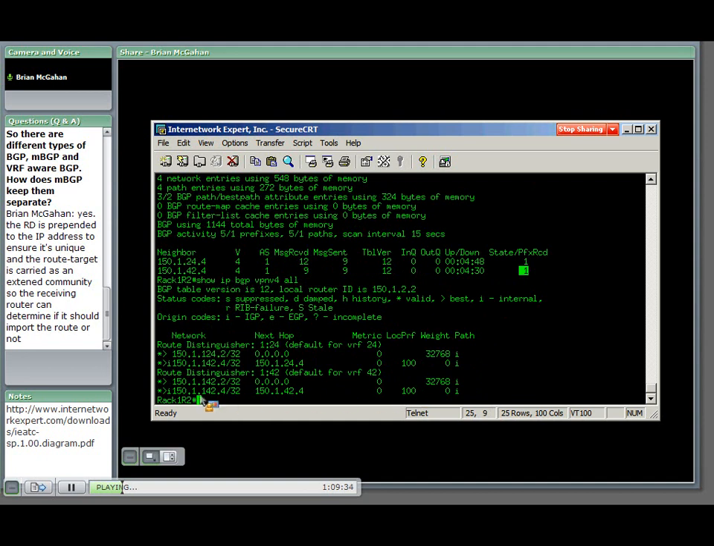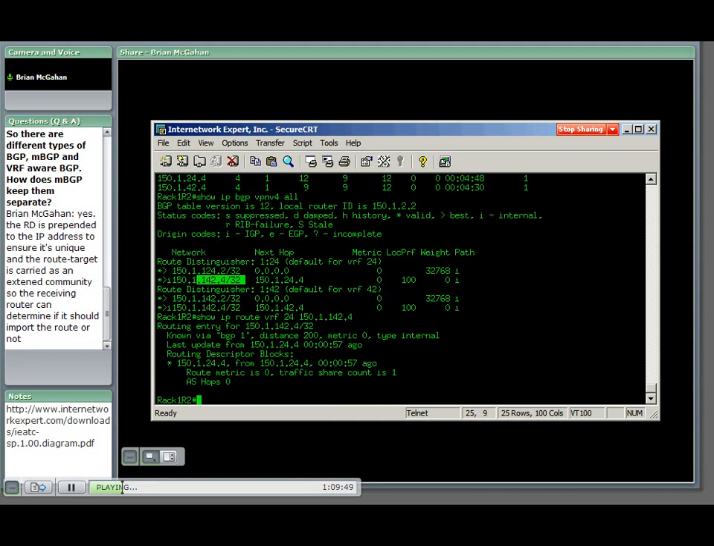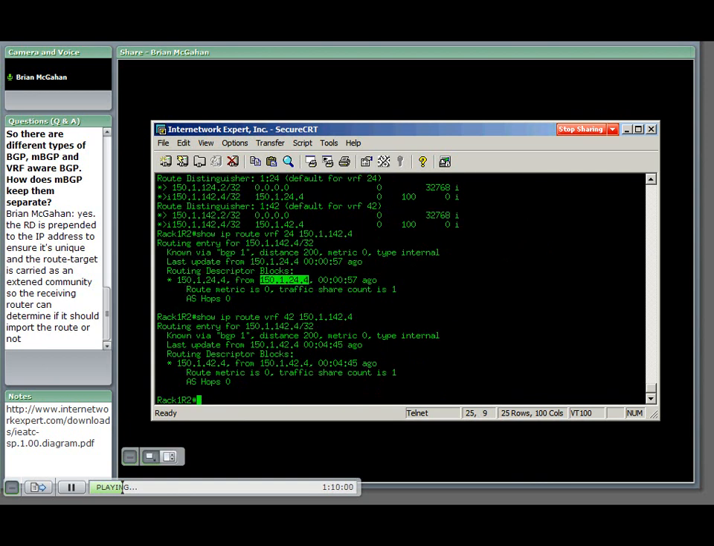What we can see is that we have the same route in multiple routing tables. So if we say show IP route VRF 24 150.1.142.4, we can see this is reachable via this next hop, 24.4. If we look inside the other VRF, VRF42, that is technically a different route. It's reachable via a different next hop.